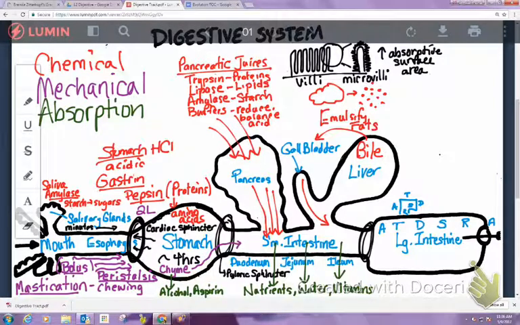Drinking on an empty stomach gets alcohol into your bloodstream faster than drinking after a full meal. If your stomach is full, it's not going to get absorbed as well.